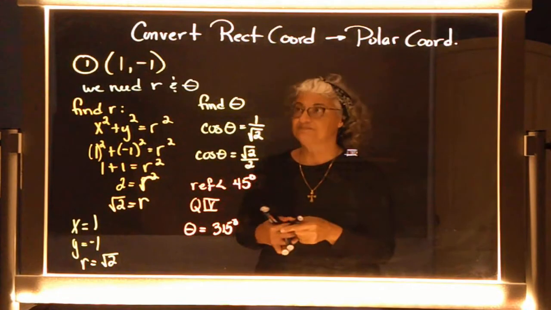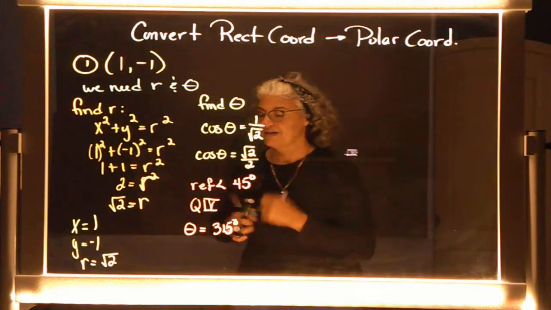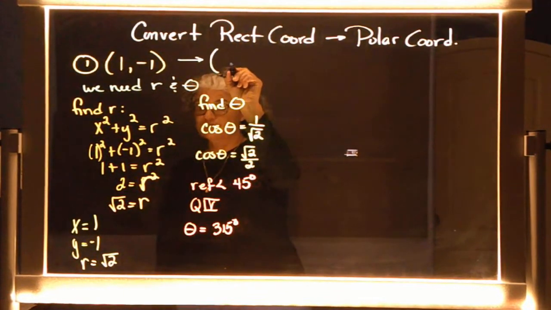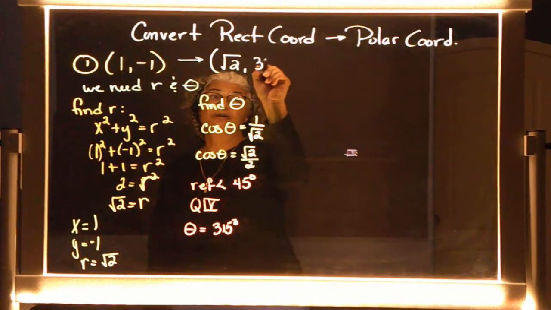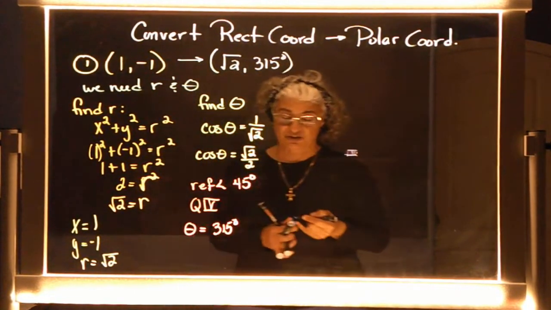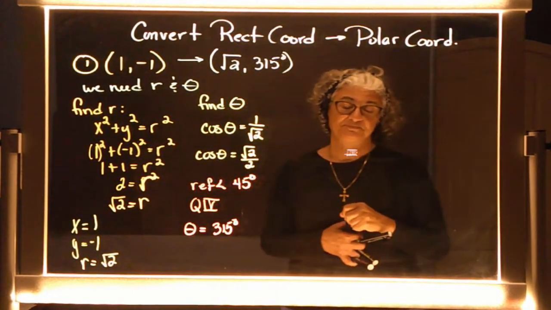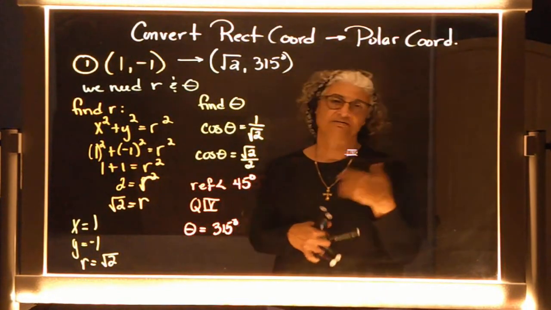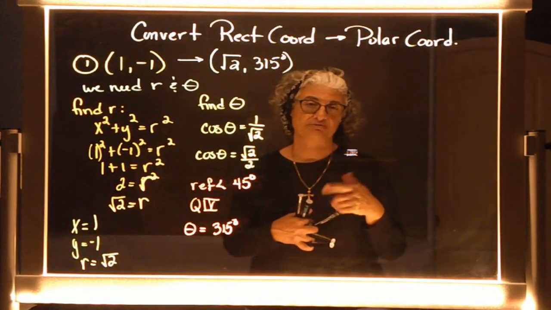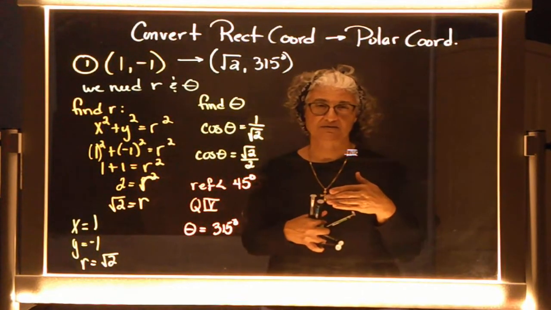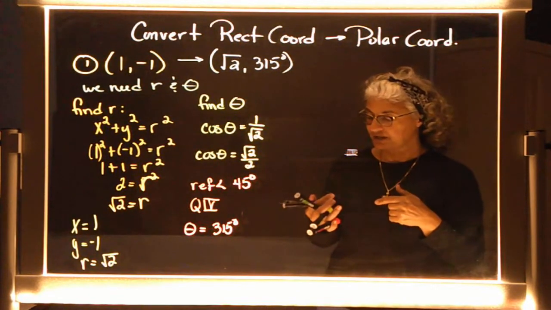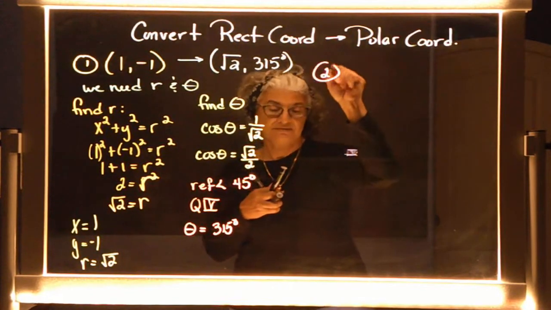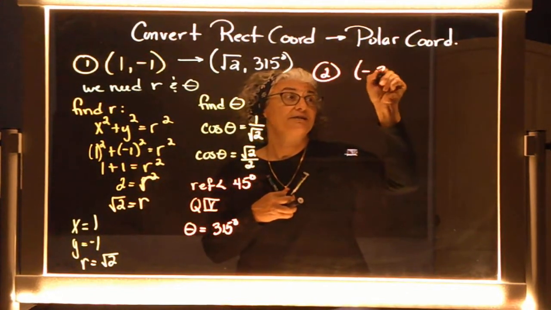which means, now that you have r, now that you have theta, this point converts to square root of 2, comma, 315 degrees. Cool? And if they want this in radian measurement versus degree measurement, then rewrite 315 degrees in radian measurement. That makes sense? Okay, got another one for you. How about we look at -3, comma 3.